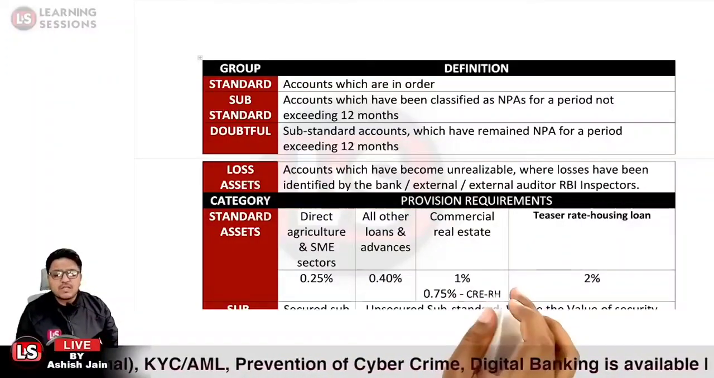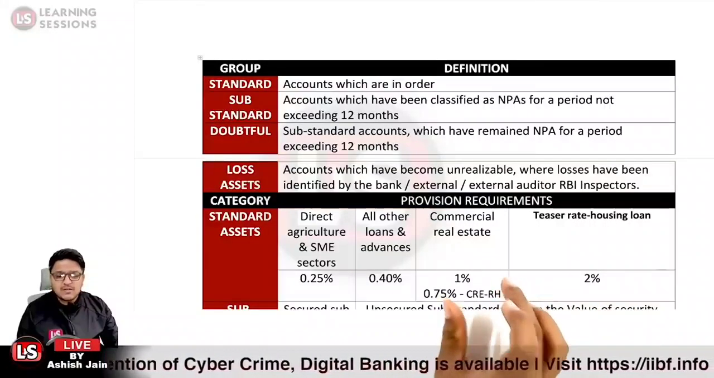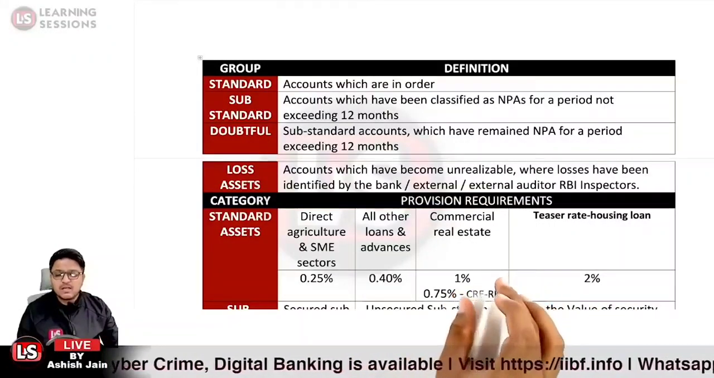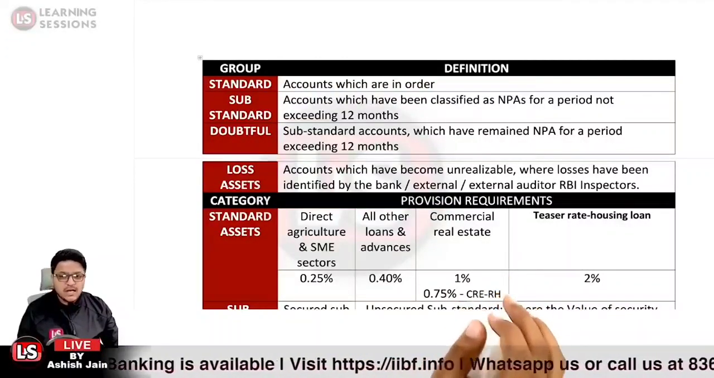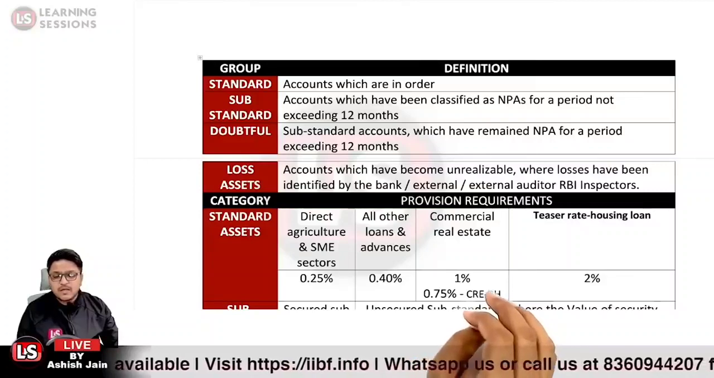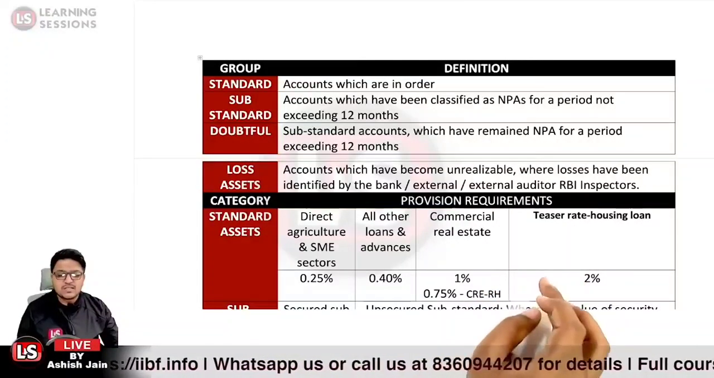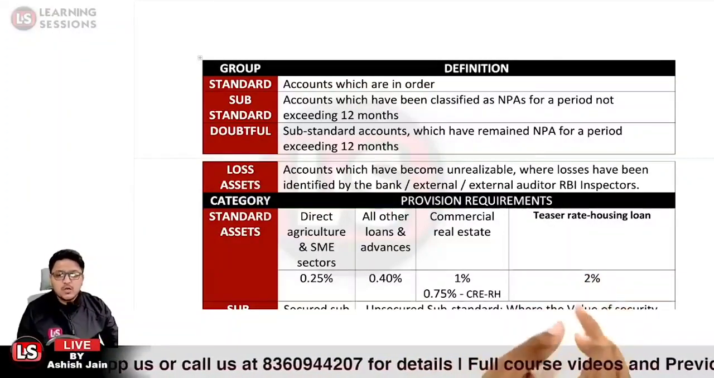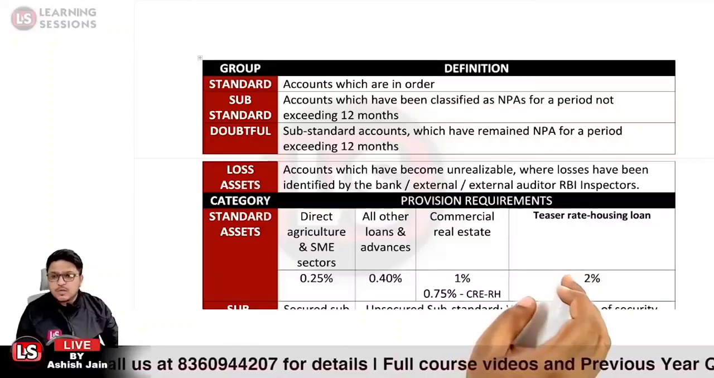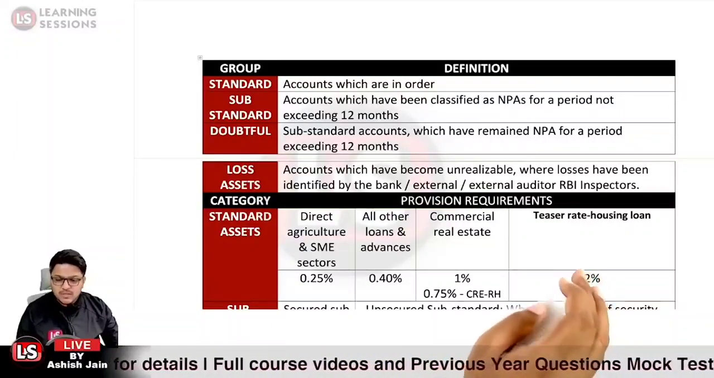Where it is a case of the teaser rate housing loan. What is a teaser rate housing loan? Where a lesser interest rate would be chargeable in the earlier installments, and later on a higher interest rate would be charged. That is said to be a teaser loan. In case of teaser rate housing loans, 2% of the provision is to be created.